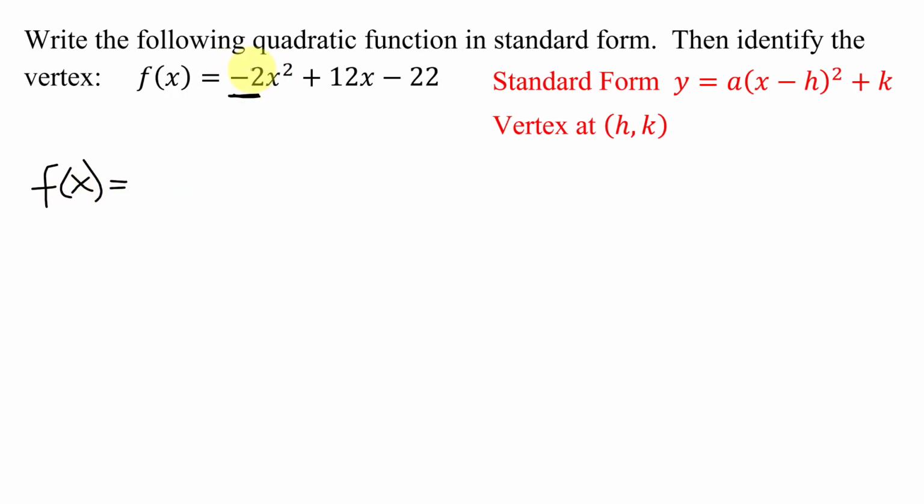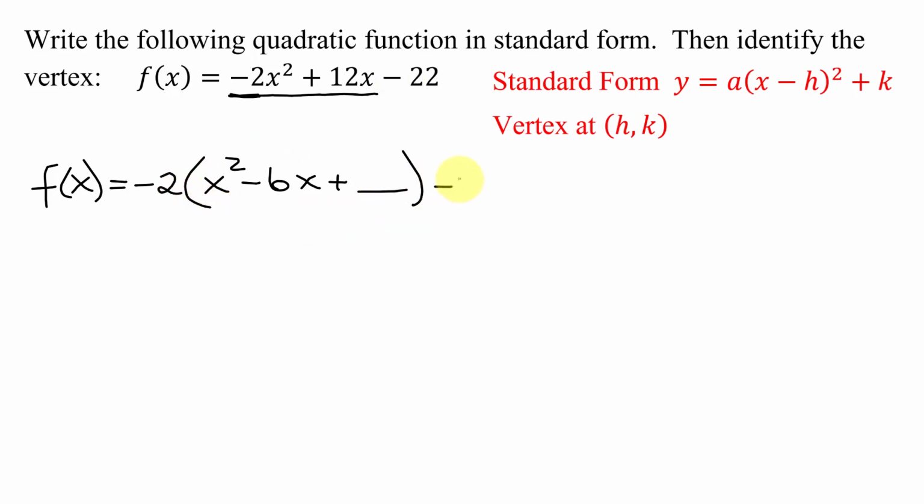I prefer to factor that leading coefficient out of the first two terms. Factoring a negative 2 out of negative 2x squared is going to leave positive x squared. Factoring a negative 2 out of a positive 12x is going to leave negative 6x, because remember, I'm factoring out a negative. And then I'm going to put plus a blank, because I want to add something that turns this into a perfect square trinomial.